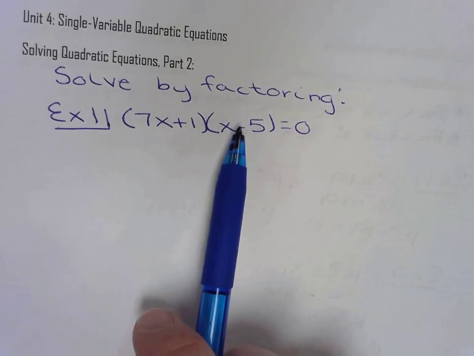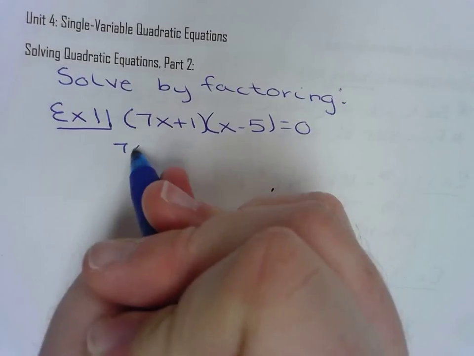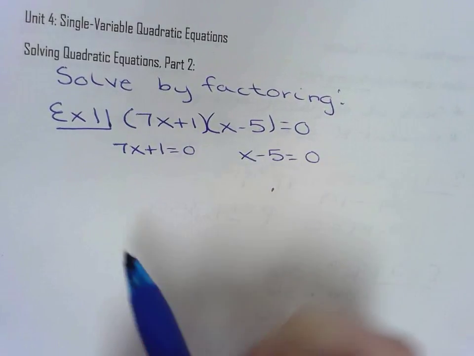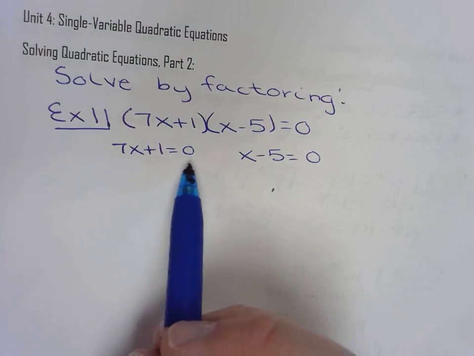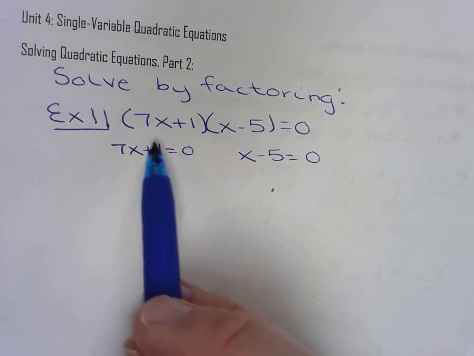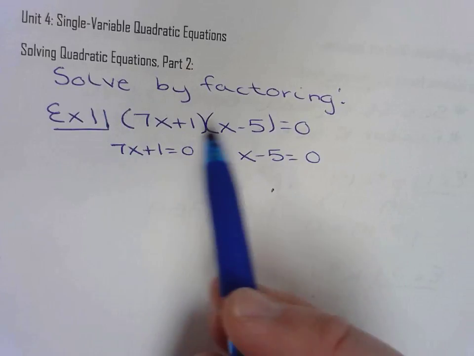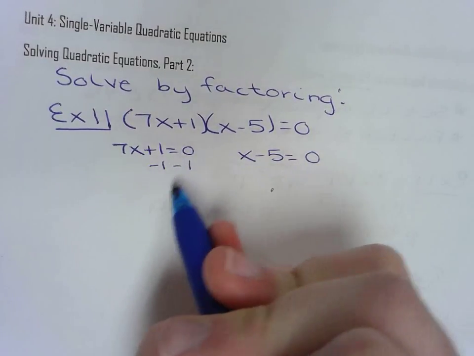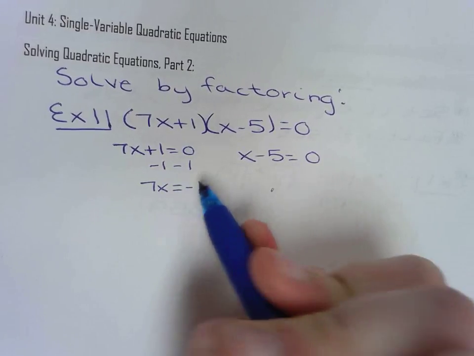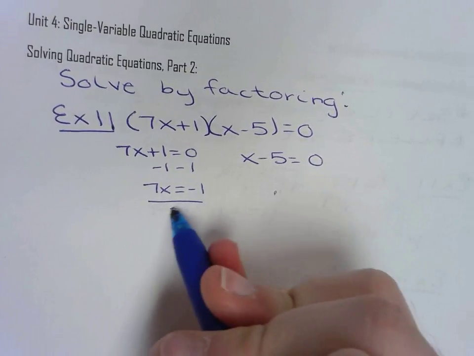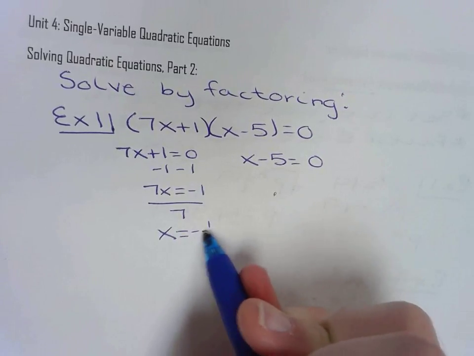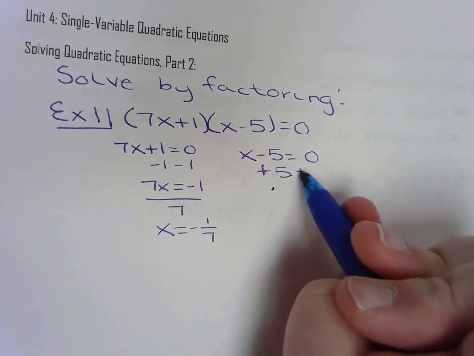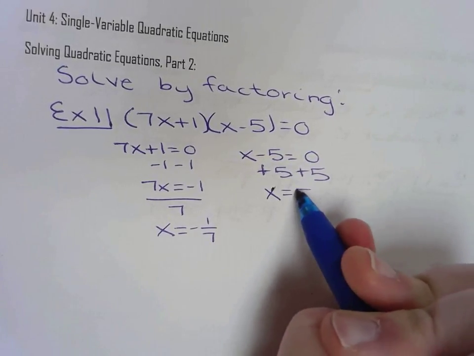If it's already factored, all you do to solve this is take each part, each factor, and set it equal to 0. So we are going to take 7x plus 1 equal to 0 and x minus 5 equal to 0. If they're already written as multiplication, that's easy to do. Now solve each of these equations. Minus 1, 7x equals negative 1. Divide by 7, x is equal to negative 1/7. And then the next one, add 5, so x is equal to 5.